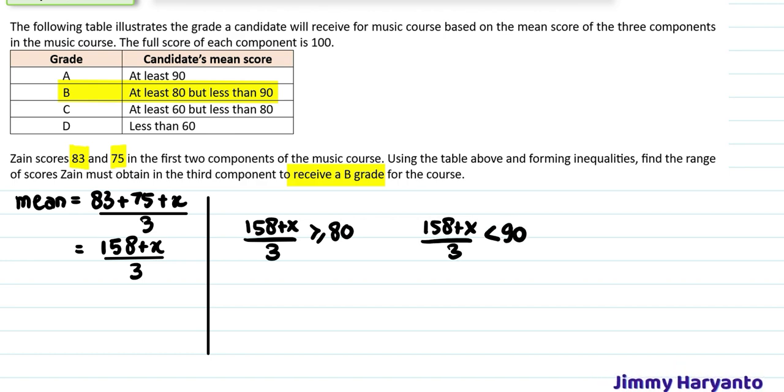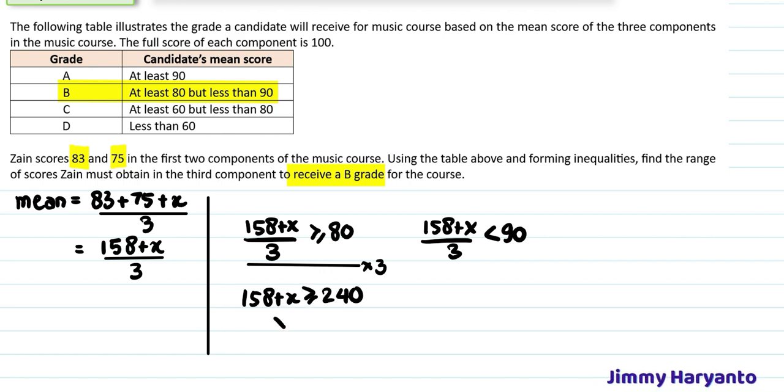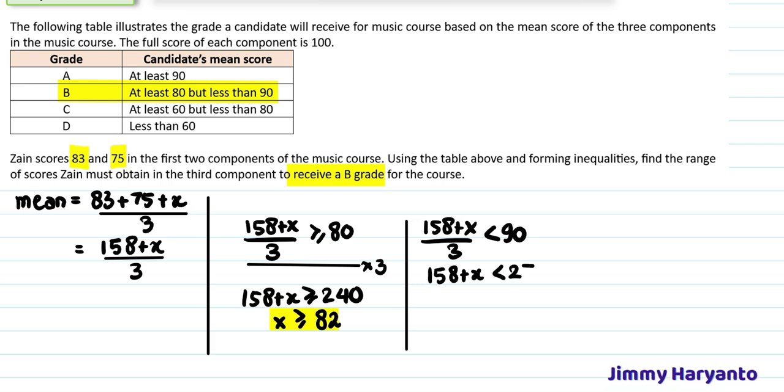There you go. And then you will do this multiplication, or you times them all by 3. You will have 158 plus x greater than or equal to 240. So I will move the 158: 240 minus 158 is 82. Okay, this is the first answer, and then the next one will be this one. So I will multiply them all by 3 to get rid of the 3. You'll have 270, so x is less than 112.